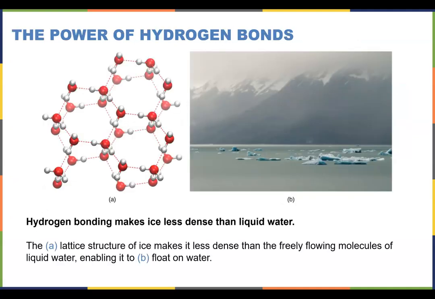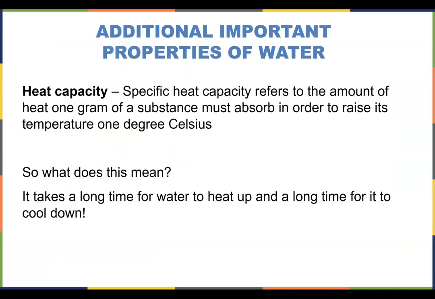And so with hydrogen bonding, when we freeze water, it makes ice less dense than liquid water, and that's why it floats. It creates a nice lattice structure, and the molecules are so far apart that it's less dense. It's not as heavy, and so it floats to the surface. Other important properties: the heat capacity of water. It takes a lot of heat to raise the temperature of water. And so it can absorb a lot of heat.